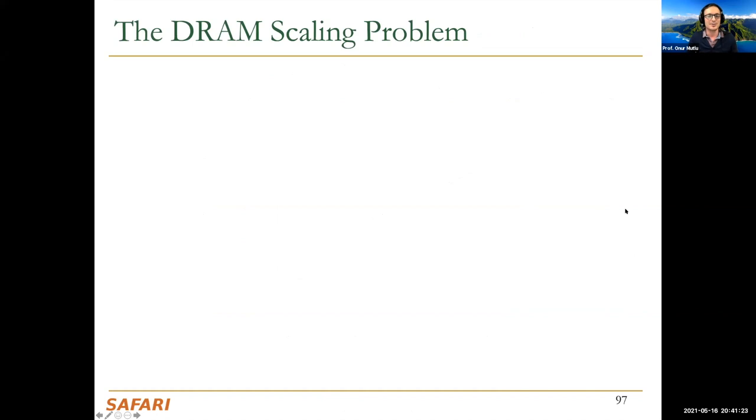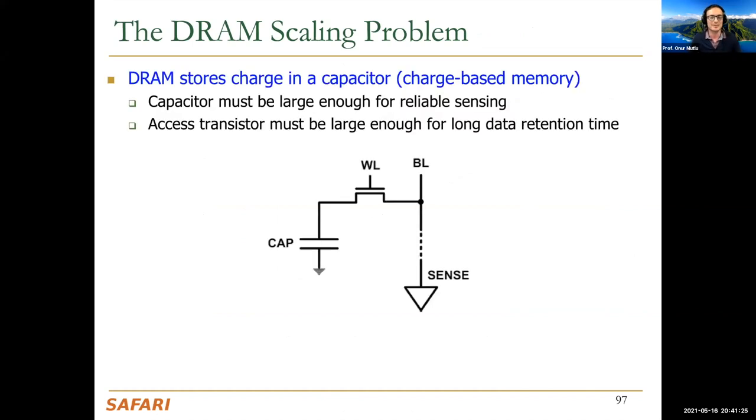So I'm going to go a little bit into more depth, and talk about the circuit you may have seen. This is really the basic building block of the memory systems that we have in all of our devices, DRAM, dynamic random access memory. It stores charge in this capacitor. It's charge-based memory. And you need to have some access transistor, bitline, and sense amplifier, essentially logic around the capacitor so that you can read the data that's stored in the capacitor reliably.